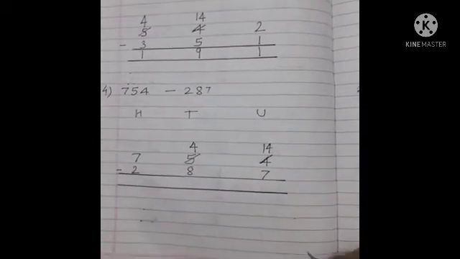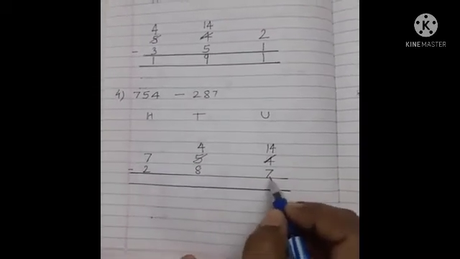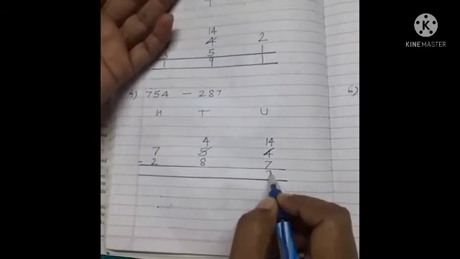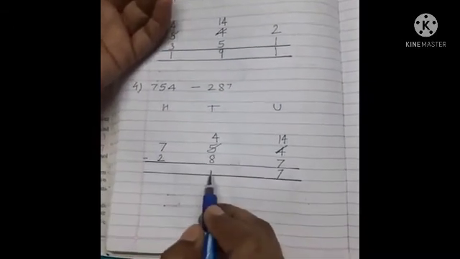Now 14 minus 7 we will do. So how will we do this? After 7 we will count 8, 9, 10, 11, 12, 13, 14. The answer is 7. Now 4 minus 8, can we do?